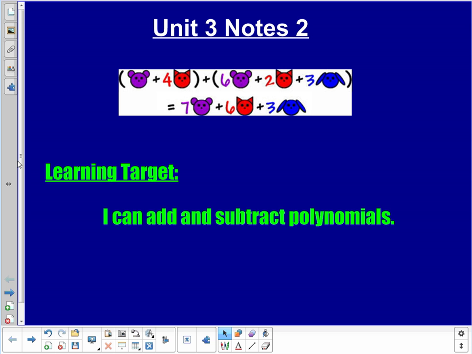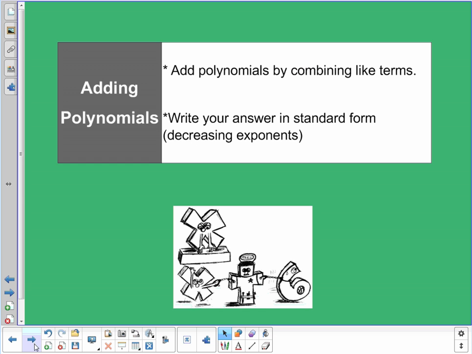Today we're talking about adding and subtracting polynomials. So our learning target today is exactly that. I can add and subtract polynomials. So to add polynomials, pretty basic, we're all comfortable with it, we know what to do. Adding polynomials just means we're combining like terms. So we need to find those terms that have the same coefficient and put them together.